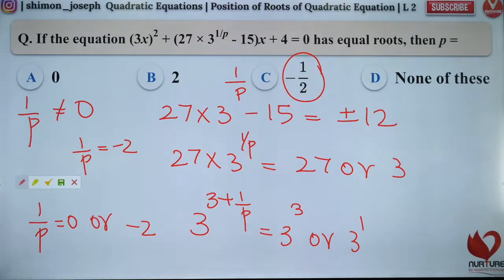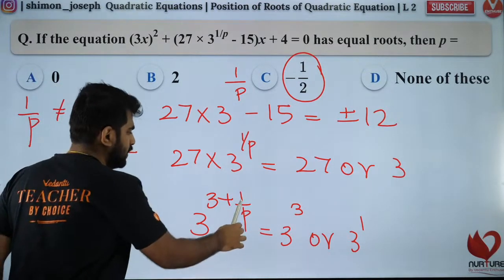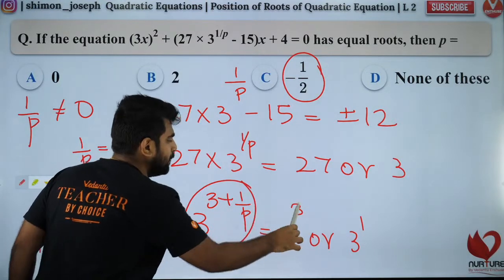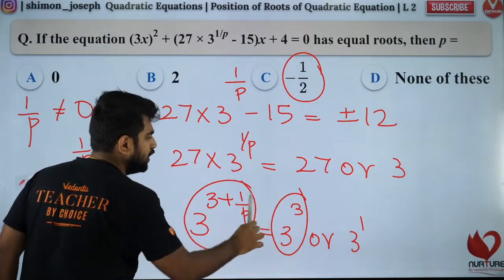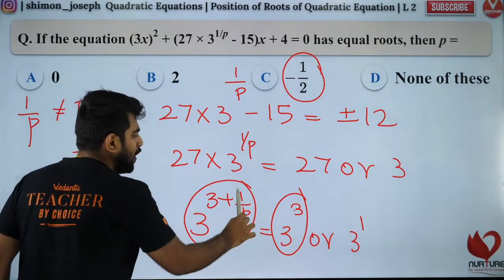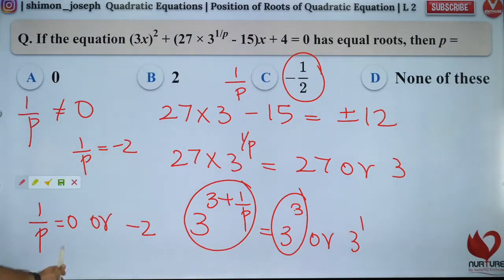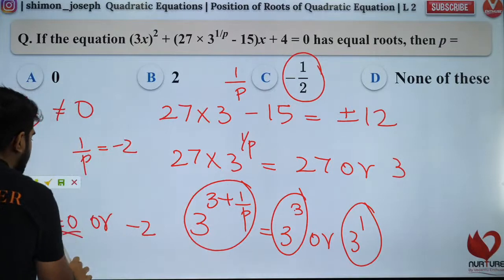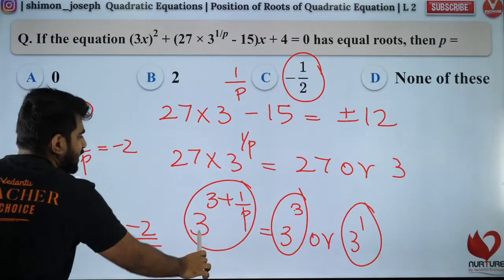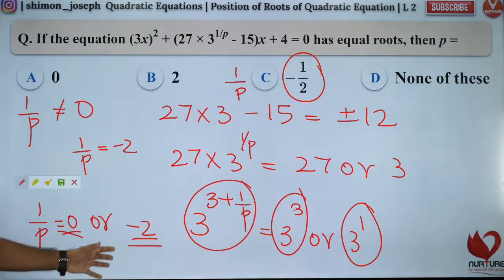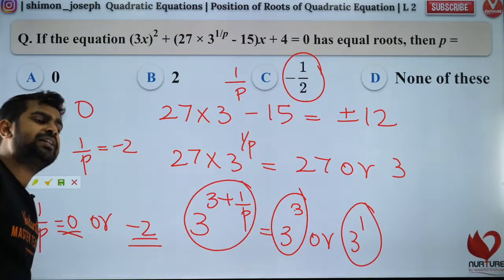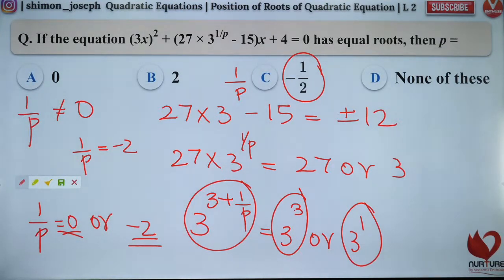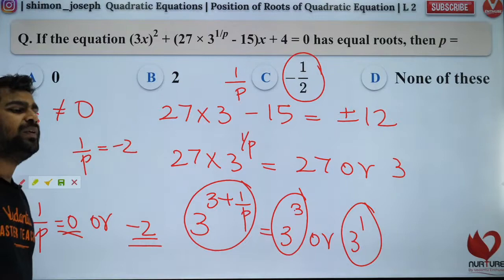Steve Joel, last step. Steve, I'm comparing it. 3 to the power 3 plus 1 by p is equal to 3 to the power 3. So if you compare it, Steve, 1 by p will be 0. And if you compare it with 3 to the power 1, 1 by p will be minus 2. Only then you will get 3 to the power 1. So I compared it and I solved it. Did you understand it, Steve? That's it. Very simple. So shall we move forward?